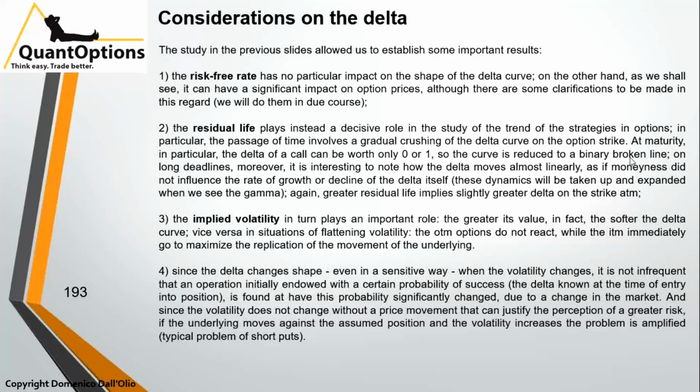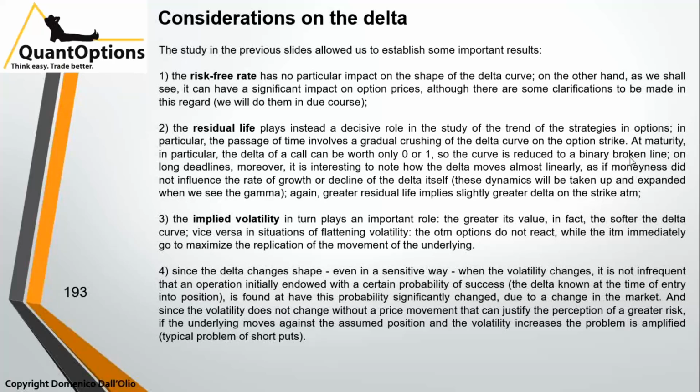In particular, the passage of time involves a gradual crashing of the delta curve on the option strike. At maturity, in particular, the delta of a call can be worth only 0 or 1, so the curve is reduced to a binary broken line. On long deadlines, moreover, it is interesting to note how the delta moves almost linearly, as if moneyness did not influence the rate of growth or decline of the delta itself.